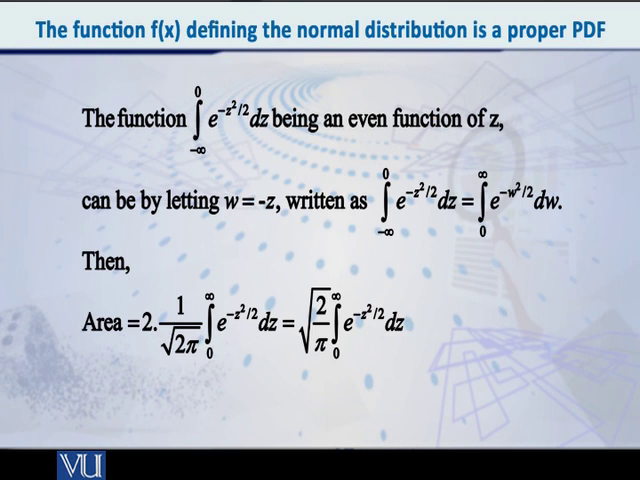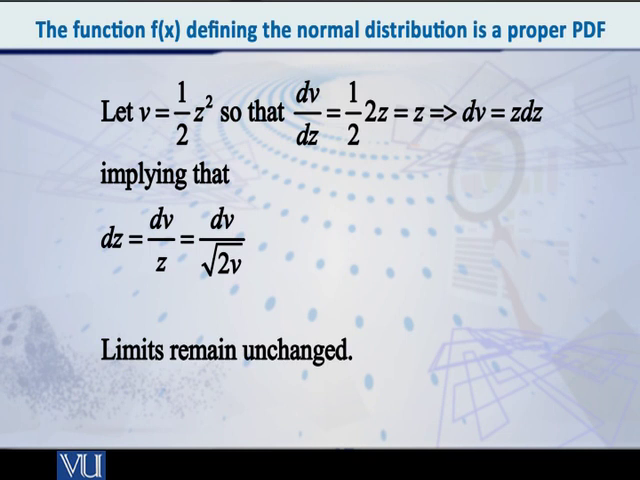अब ये जो 2 over square root of 2 pi है, this can be rewritten as square root of 2 over pi, and this is multiplied by that same integral. Students, let us do one more transformation. अब हम कौन सी transformation करेंगे? We are going to let v be equal to half z square या z square over 2.